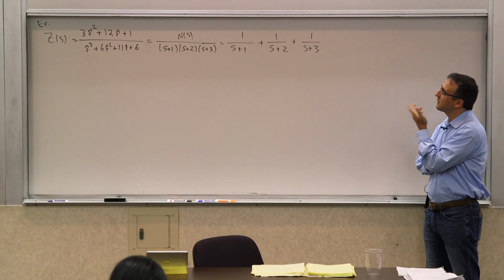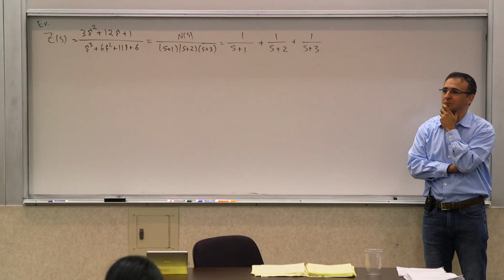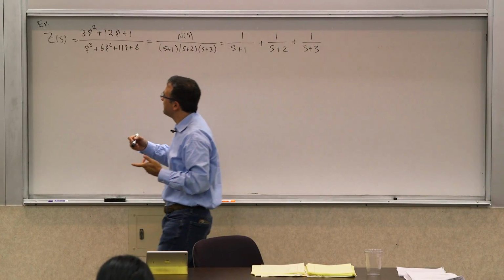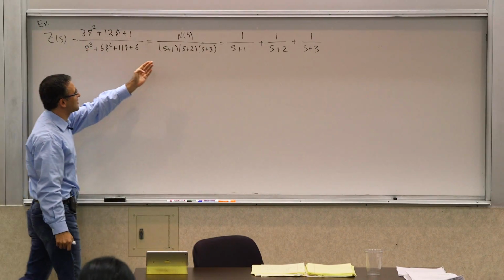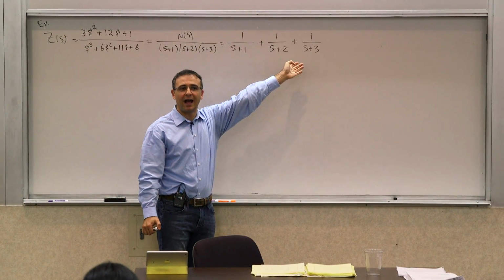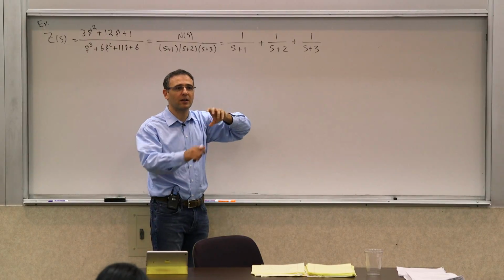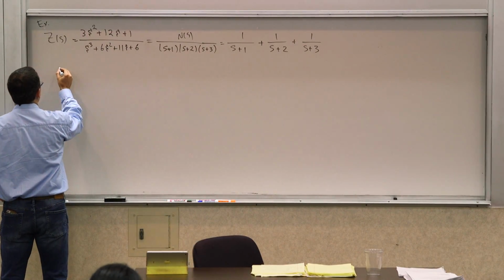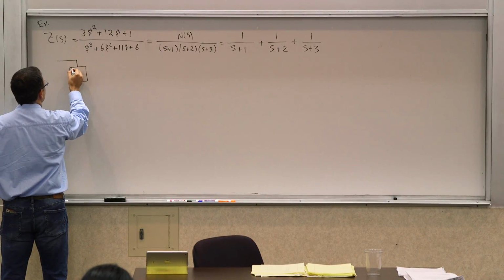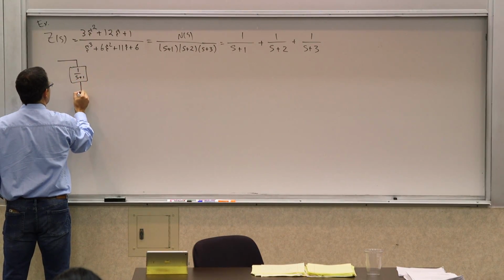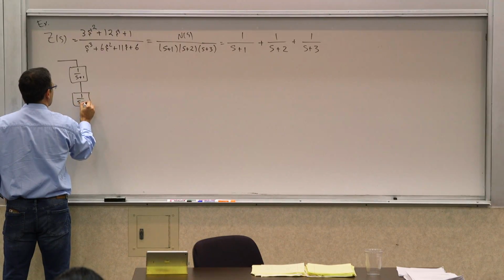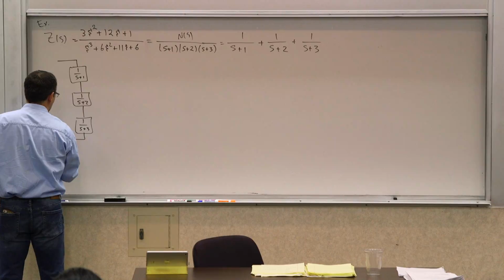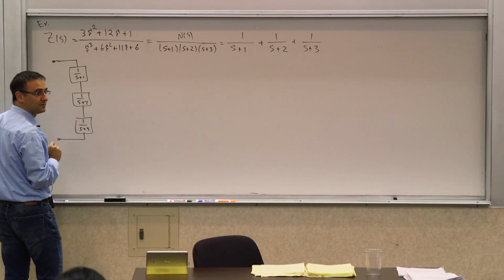So if you get this partial fraction expansion, can you synthesize this impedance? How do you synthesize it? It's basically written as a sum of three impedances. How do impedances add? In what configuration? Series, right? So you have three impedances. Really, you're writing it as 1 over s plus 1 in series with 1 over s plus 2 in series with 1 over s plus 3. So this would be your network.